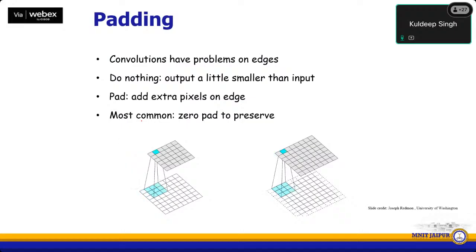There are different types of padding. One is zero padding. We can pad 1 pixel on each side of this image, and that can preserve the shape or the dimension of the image. If we don't do any kind of padding here, the output feature map dimension will be smaller than the input image.